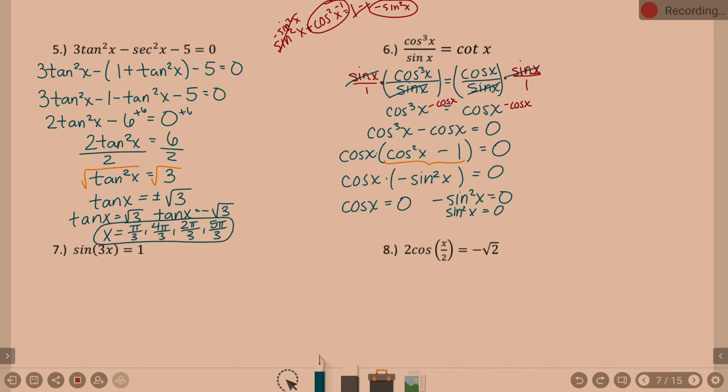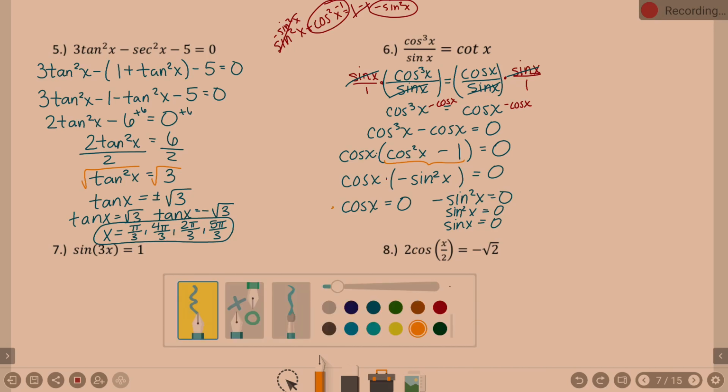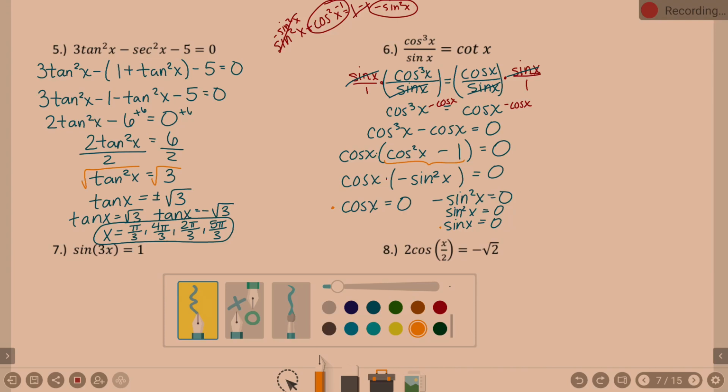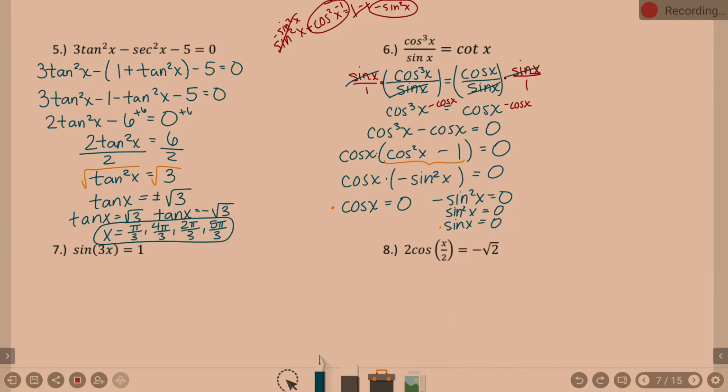So if it's sine squared x, you take the square root. What's the square root of sine squared x? Sine x equals square root of 0, which is 0. And so we're solving two pieces here. We are solving cosine x equals 0 and sine x equals 0. Where do we find where sine and cosine values equal 0?